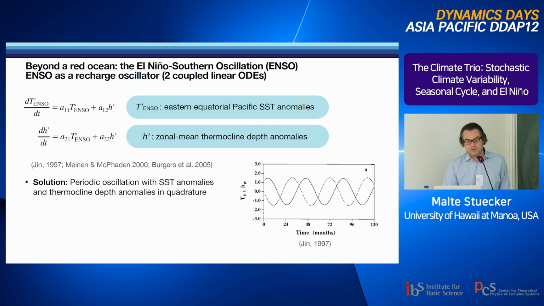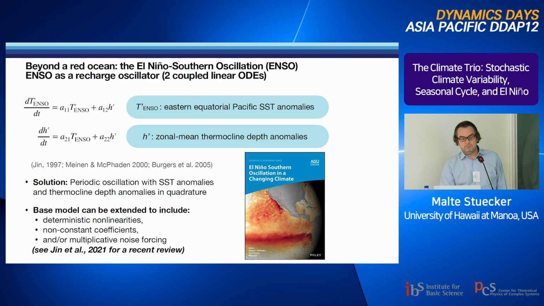Now, of course, this kind of model has one type of solution. It's just a limit cycle, a periodic oscillation, where these SST anomalies and thermocline depth anomalies are in quadrature. And now, this is a nice base model because it is very simple in its essential dynamics, but we can add complexity to make it more realistic and describe what we see in nature better. So we can include deterministic nonlinearities in it, non-constant coefficients, and/or multiplicative noise. And we can then add those components and understand the dynamics that emerge if we add this complexity.